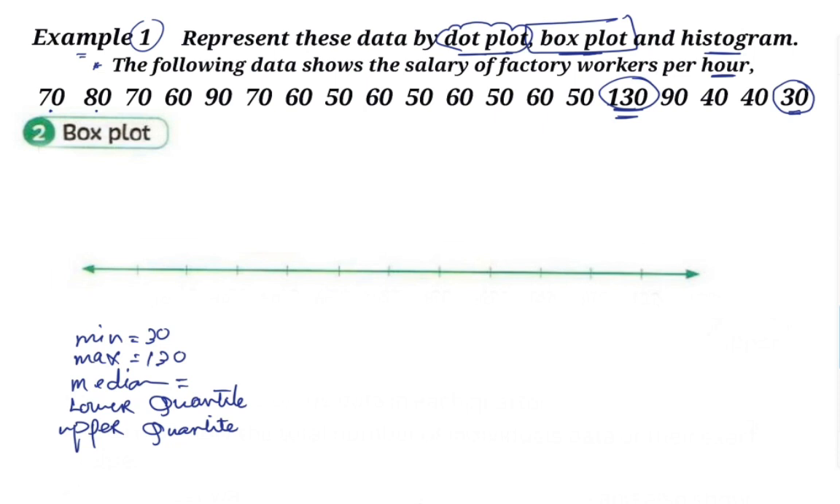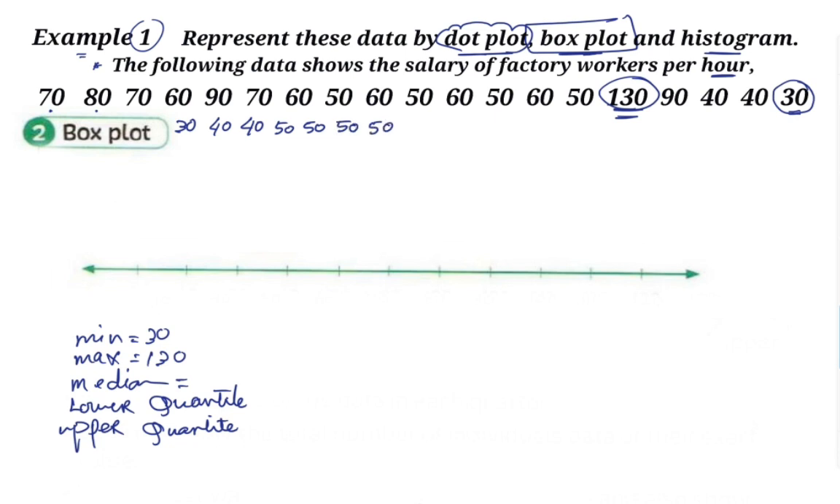Now you need to arrange them first. Okay, I will start with 30. Then 40, we have two 40s. Okay. After that 50. How many 50s? There are four 50s: 1, 2, 3, 4.